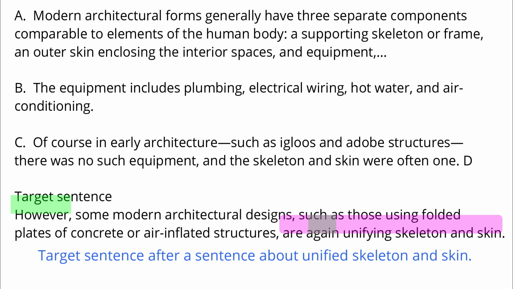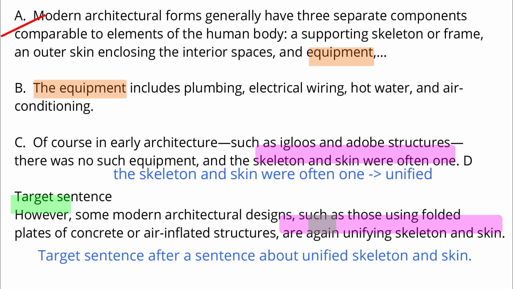Since the latter clue is easier to find, let's look for a phrase that describes unification of skeleton and skin. A says modern architecture forms tend to have separate skeleton, skin, and equipment, so A is not a candidate. B explains what equipment means in architecture, so A and B are cohesive. C says in early architectures the skeleton and skin were often one, which means the unified skeleton and skin. C is what we are looking for. So the target sentence should most likely come after C.